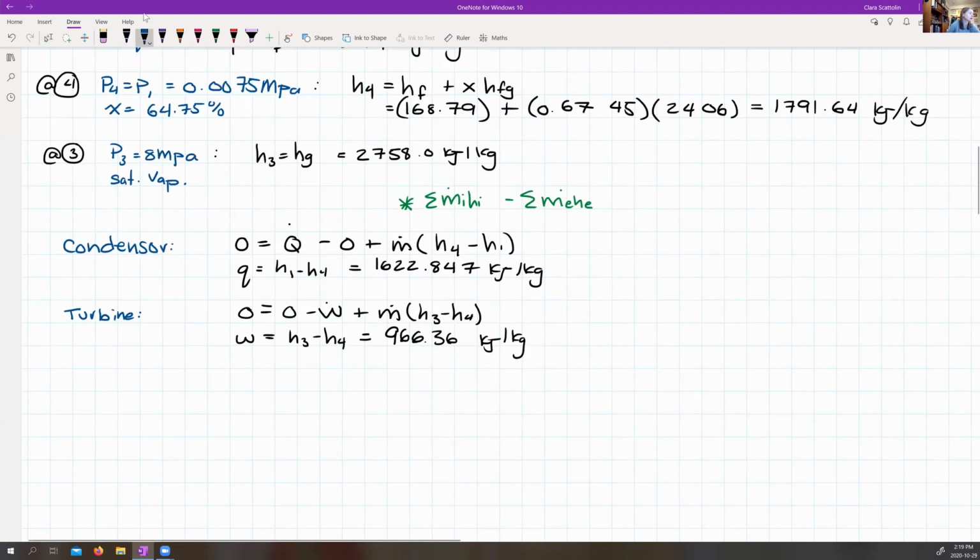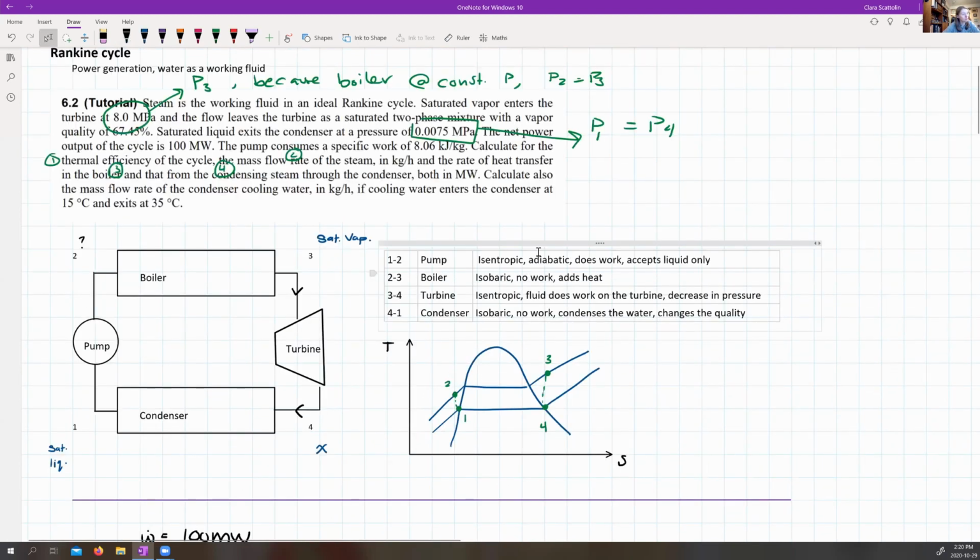So if I go next to the pump, and if we look at what pumps do, they do work. They're adiabatic, so there's no heat exchange.